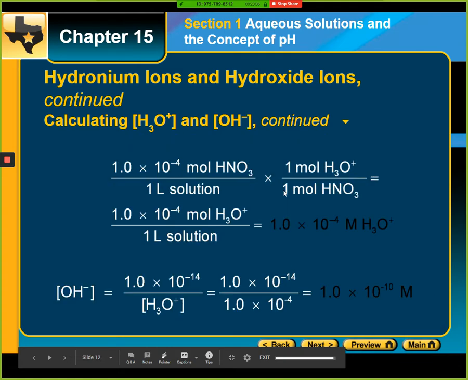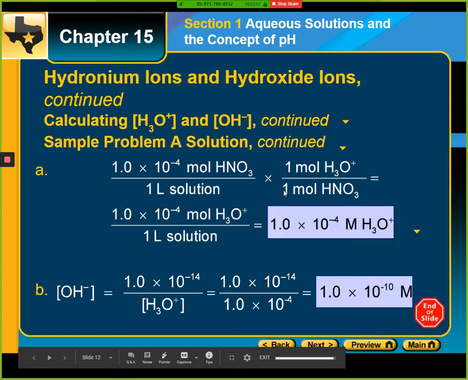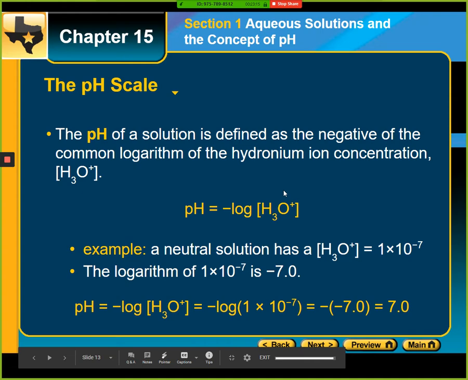Yeah, okay. So there's our hydronium and our hydroxide concentrations. We already knew that. Here's the new stuff. So we're going to be using logarithms.